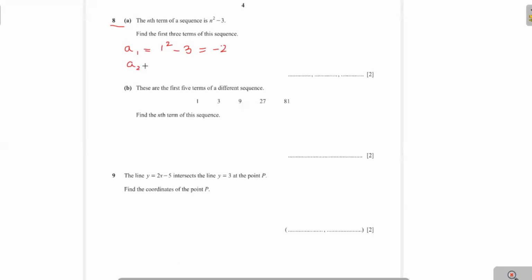Suppose the second term is A2. The second term, n will be 2. Therefore, 2 square minus 3 will be equal to 1. And the third term we can calculate. n will be 3, so 3 square minus 3 will be equal to 9 minus 3, that's equal to 6. Therefore, minus 2, 1, 6 is the sequence.